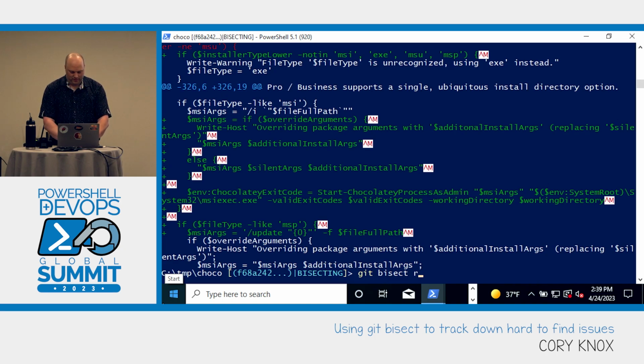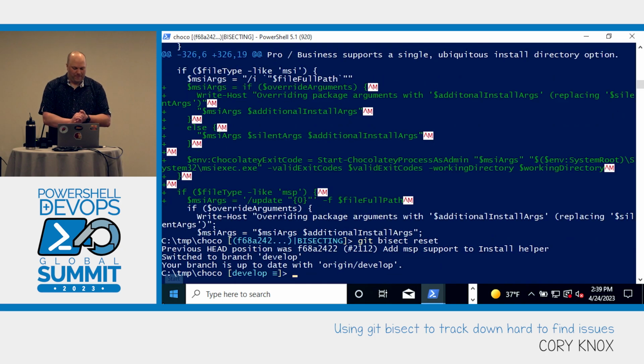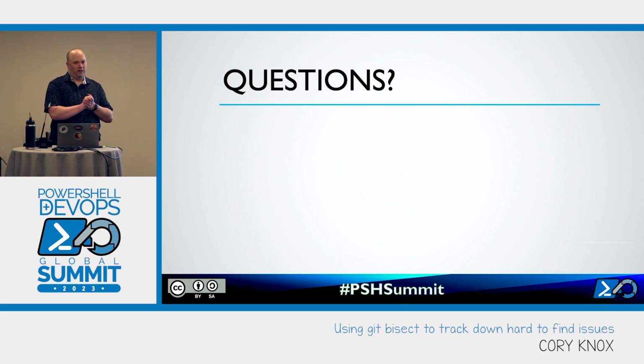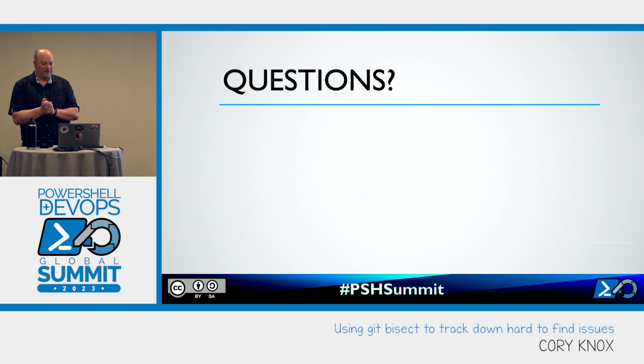And git bisect reset. And so that's kind of the how to use it, or a demo of how to use it. And I think, if I recall, that was kind of the bulk of the presentation. Are there any questions?